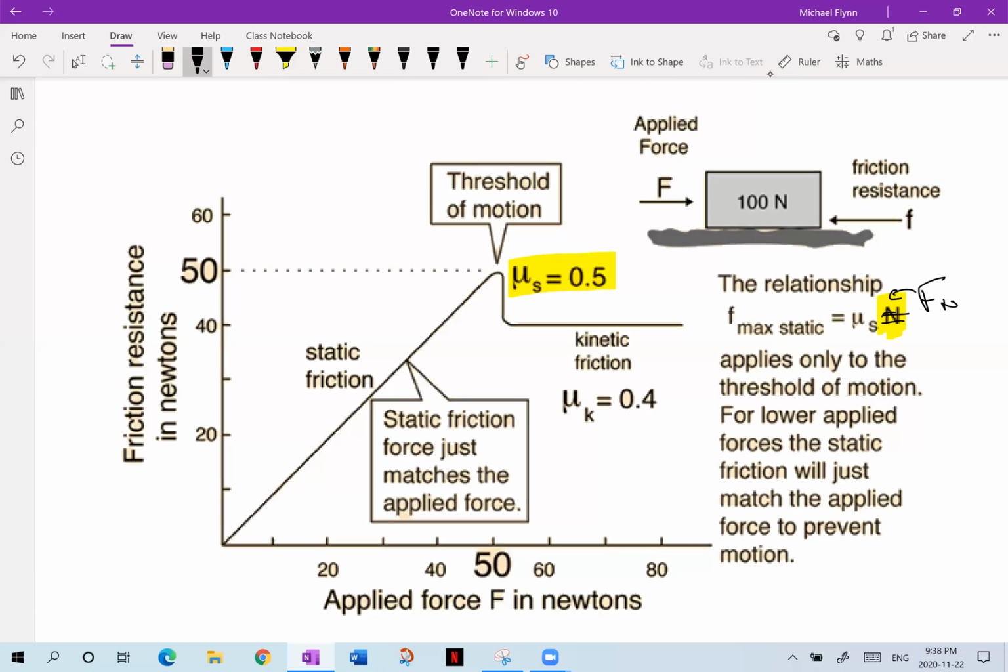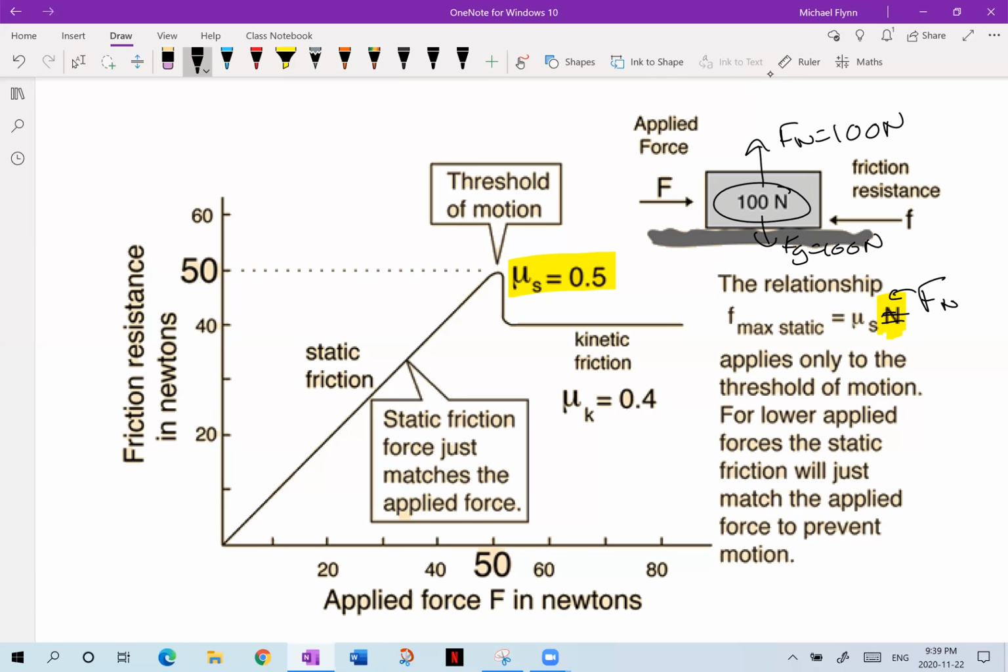So in this case, let's say that the normal force on the object is 100 newtons. So that's what they're telling you here, that the force of gravity is 100 newtons, and therefore the normal force is also equal to 100 newtons, because it's a horizontal surface and it's not accelerating up or down. In fact, no acceleration at all.